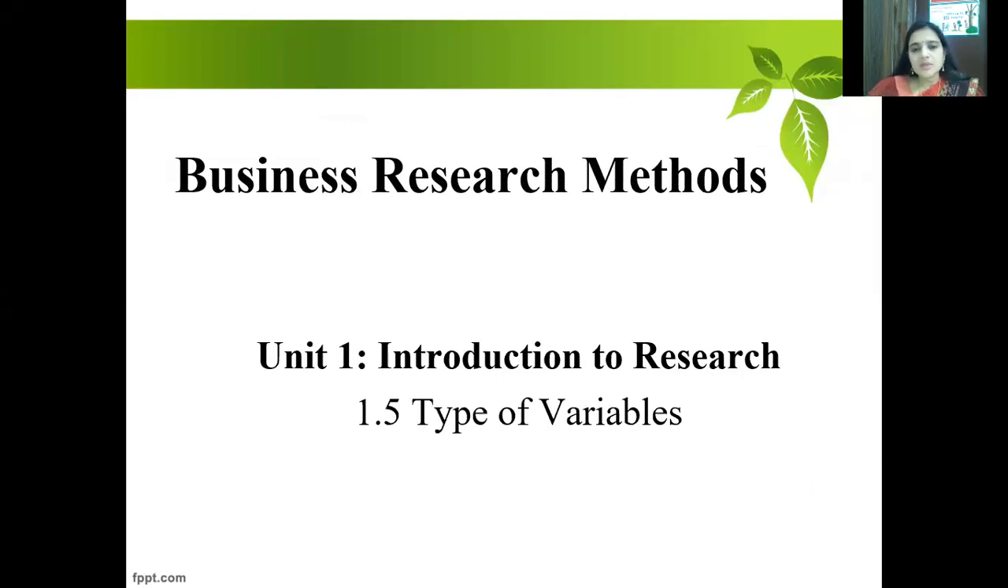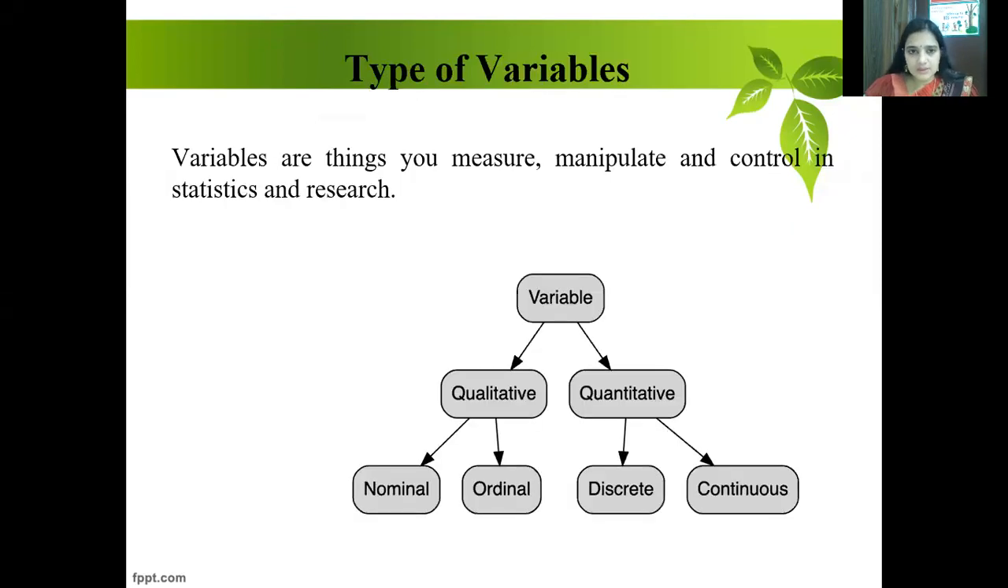Before that, let us know what a variable exactly is. Variables are things you measure, manipulate, and control in statistics and research. For example, you describe a person through his attribute, or you describe a place, thing, or idea. For example, in one experiment, you try to compare a person's eye color from blue to green to black to brown. That is how a variable is.